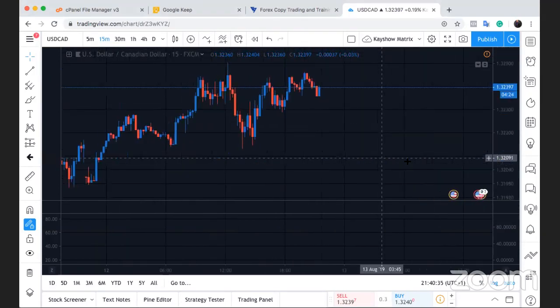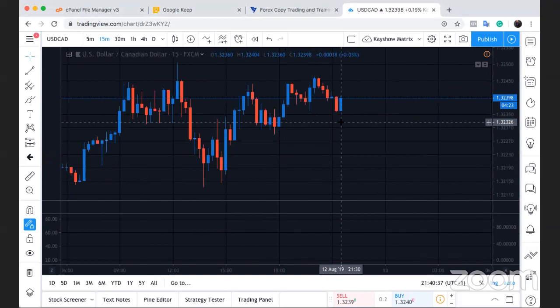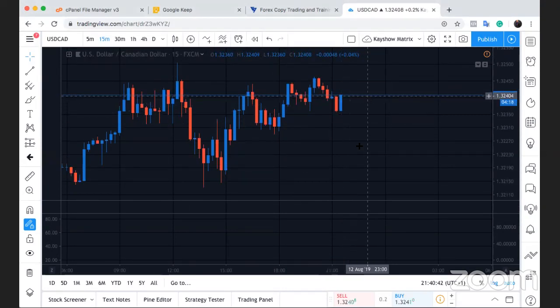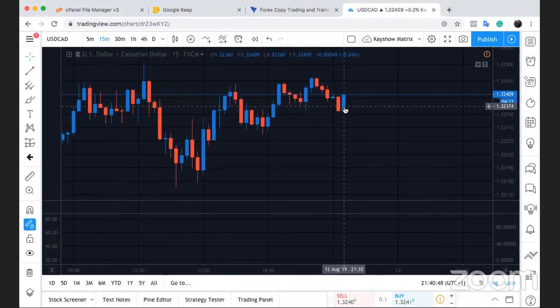Okay, but right now you can see it's a blue candle. And what does a blue candle mean? It means price is currently going up. Okay, and you can see the way it is going up. All right, so what does this mean? It means this candle will form every 15 minutes.